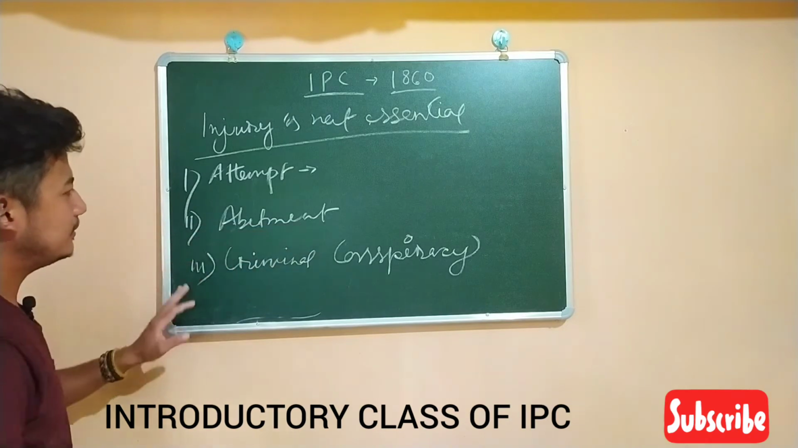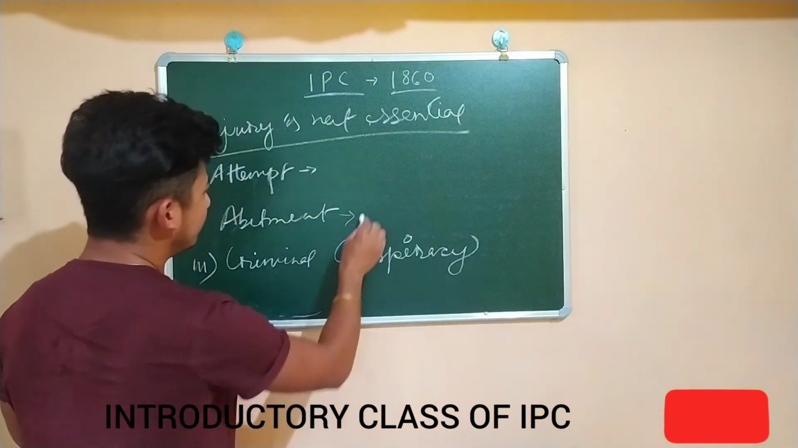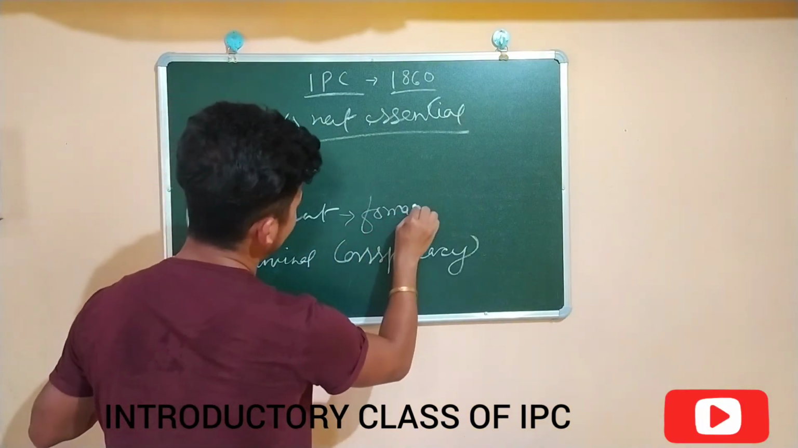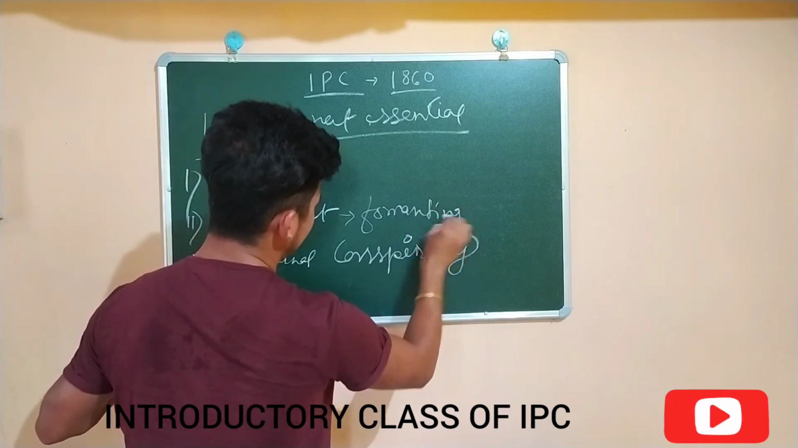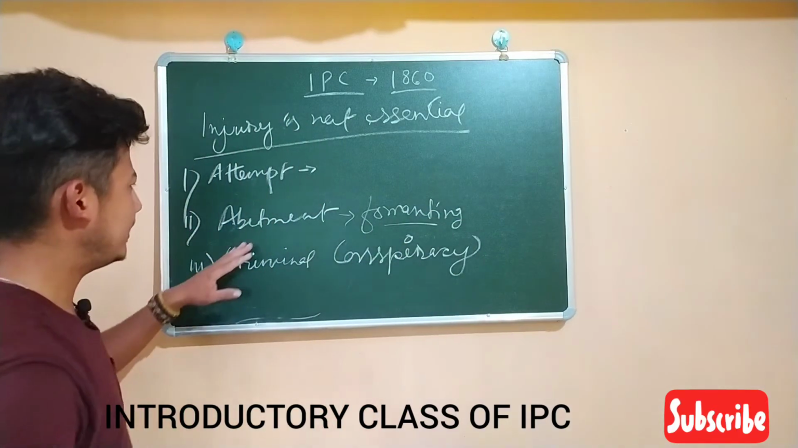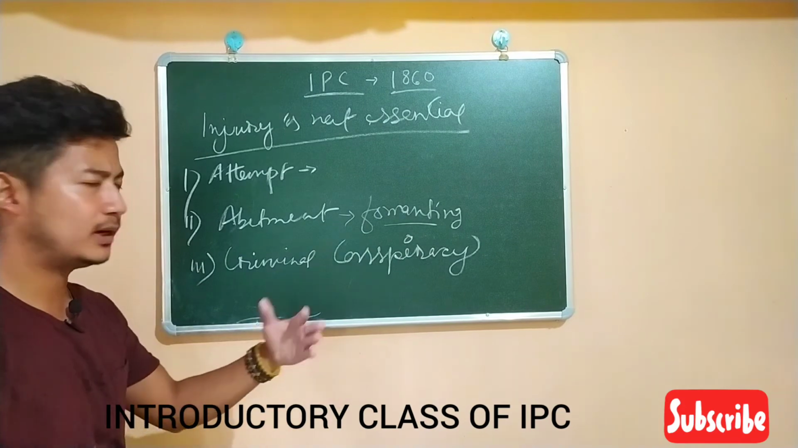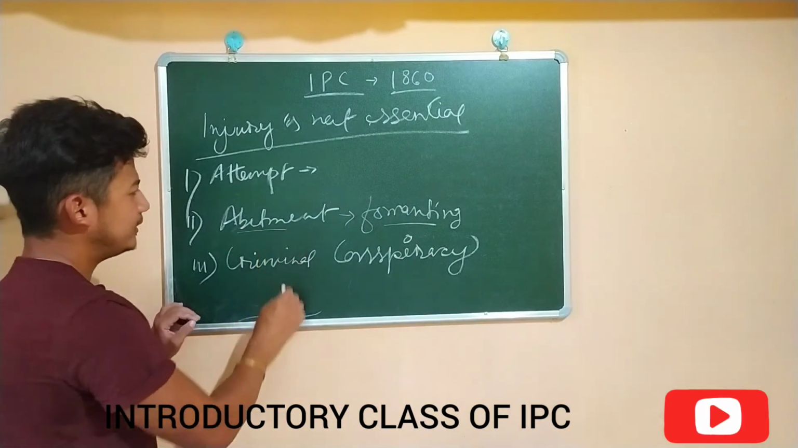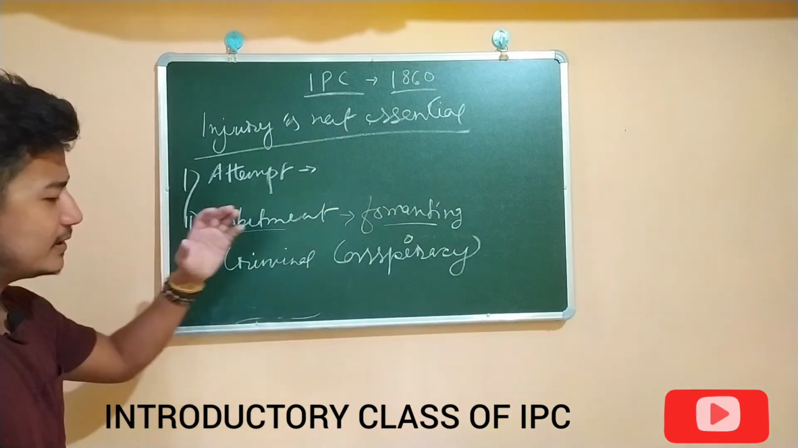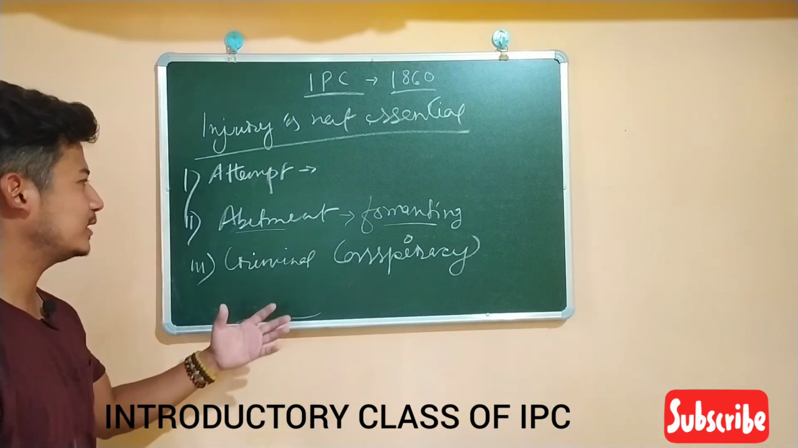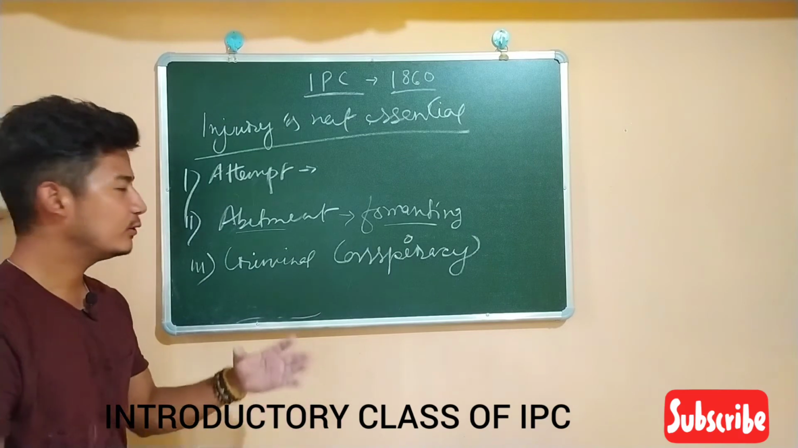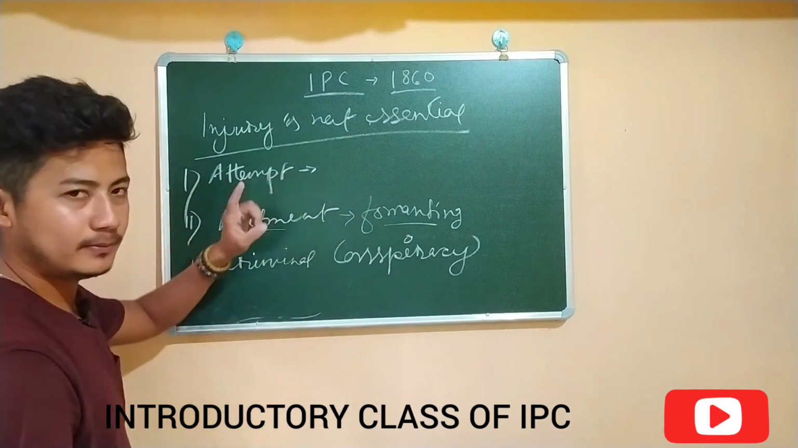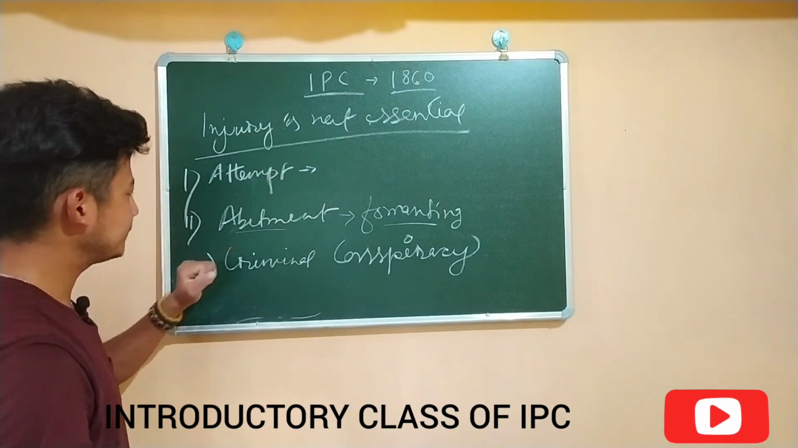And abetment means the fomenting. The synonym word for abetment is fomenting, that means bhadkana. Okay, किसी को भड़काना. Okay, so that is abetment. So if you abet somebody to commit a crime, or if you abet somebody to commit suicide, dowry death, or anything, so that will be abetment.